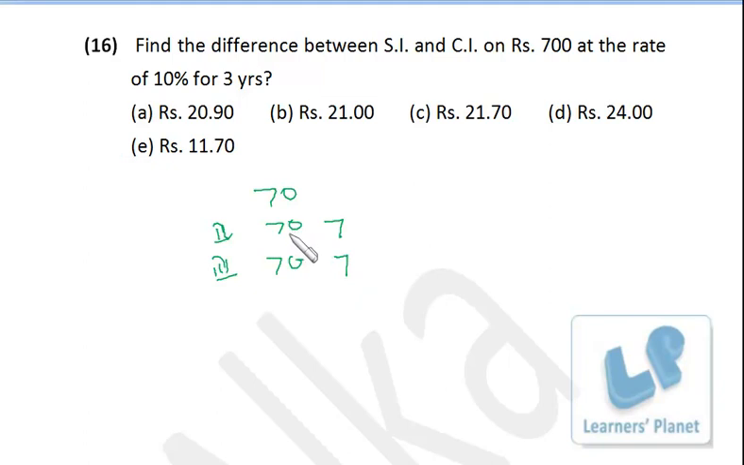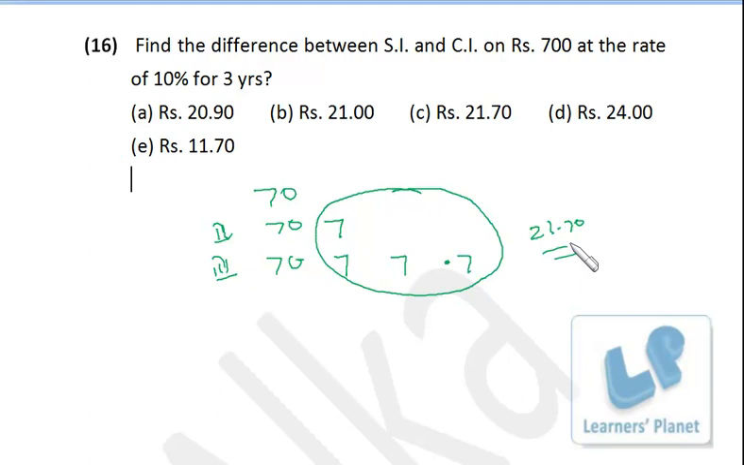Then for this, 10% in the third year, because it is further an interest, so 10% of this is 70 paisa. So what is the total compound interest? 70 plus 70 plus 70 plus 21 rupees 70 paisa, and what is the difference? 21 rupees 70 paisa. So isn't it so simple? You don't need any paperwork to solve this problem, and you hardly need any formula to solve this sort of problems. If you are conceptually clear what exactly compound interest is, then you don't need any formula for this.